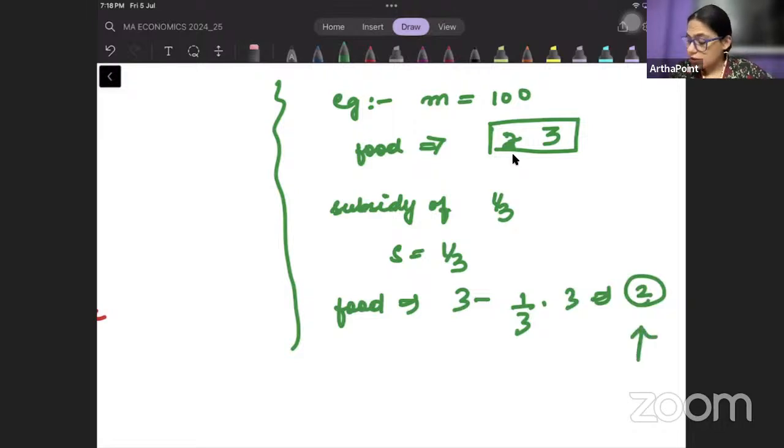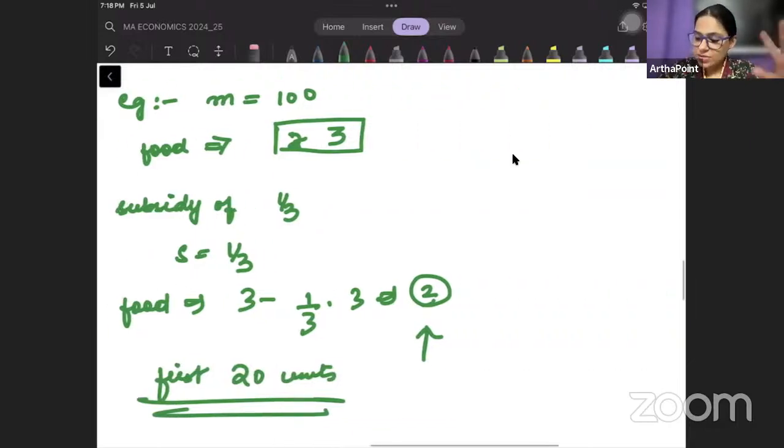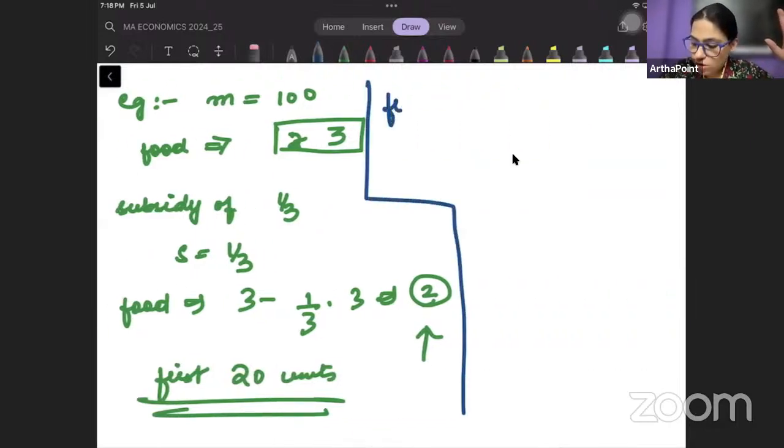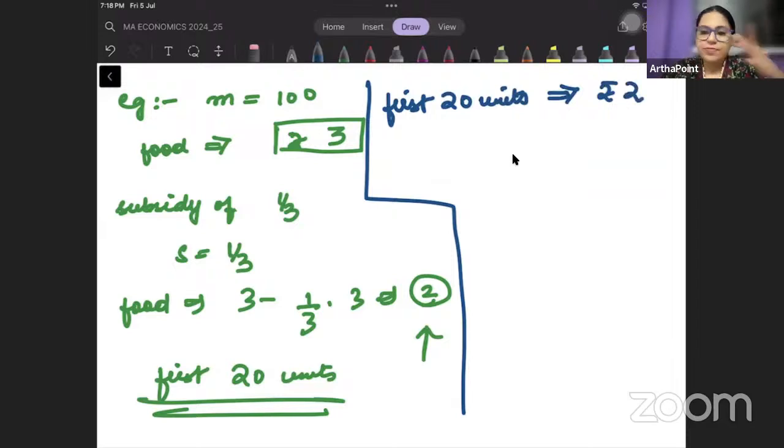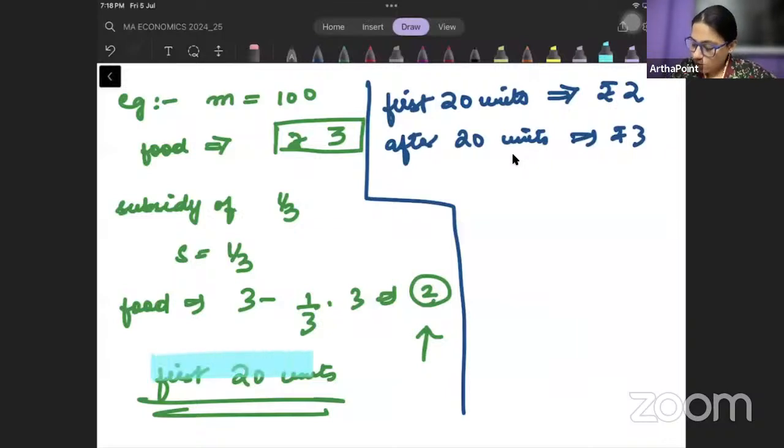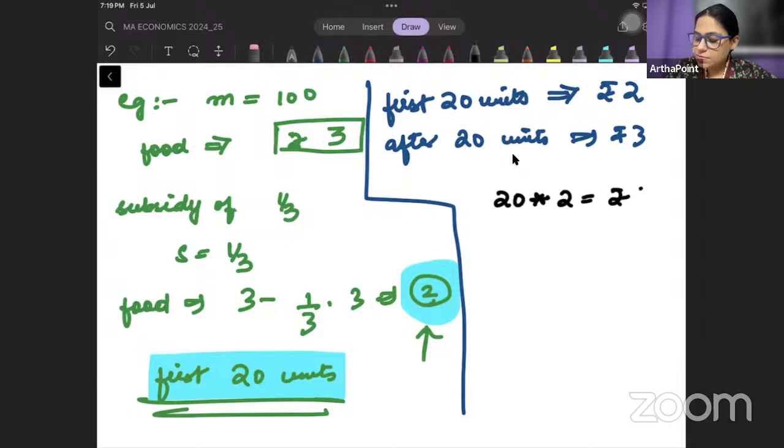For how many units? Suppose I tell you for the first 20 units. I'm just making up this example. So I am telling you, look carefully, that for the first 20 units, beta, you have to only pay me 2 rupees. But after 20 units, you need to pay me 3 rupees. So tell me, think very carefully: for the first 20 units I am spending 2 rupees per unit, so I have spent how many rupees? 40 rupees. On the first 20 units, I have spent 40 rupees.